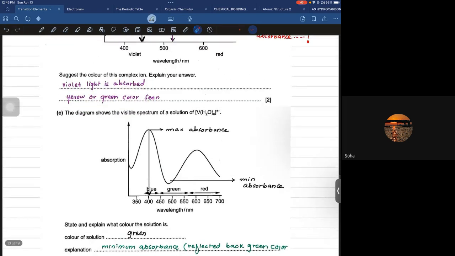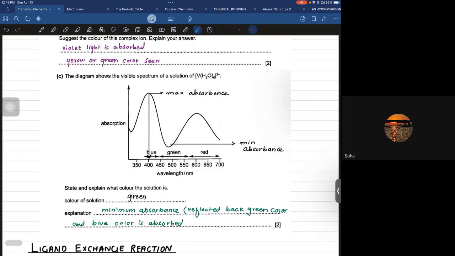Then you can see that the diagram shows the visible spectrum of a solution of vanadium. So maximum absorbance is at 400, that is the blue color. Okay. So we can't see the blue color because it's going to absorb the blue color. And emission is this, the least absorbance, the minimum absorbance, that is green. So green color is not going to be absorbed, it's going to be emitted. So we can see the green color. So the color of the solution is green. Why? Because the minimum absorbance reflected back green color and blue color is absorbed.